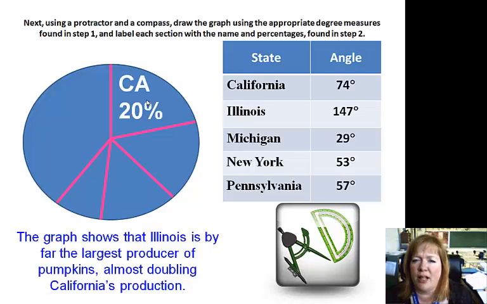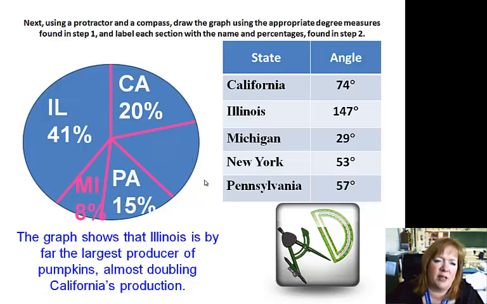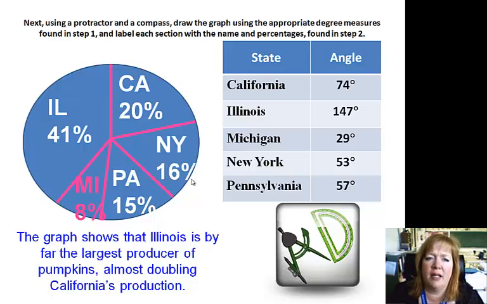So this one's California is 20%, Illinois is 41%, Michigan is 8%, and Pennsylvania is 15%, and New York, excuse me, is 16%. So you can see by far Illinois produces more pumpkins. It almost doubles California's production. So that's what you can see from this pie graph by comparing those different sectors.